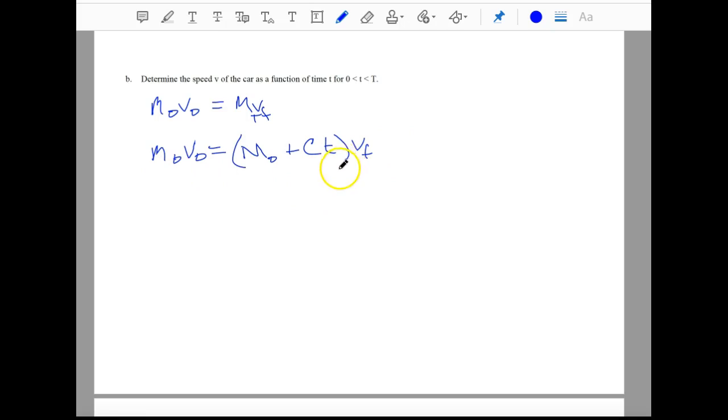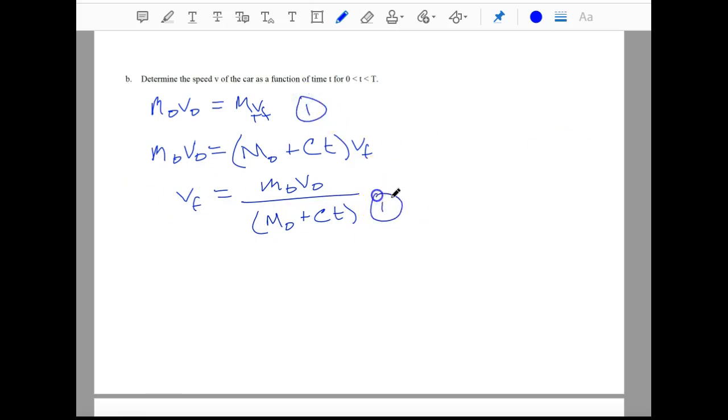Now that we've done that, we can solve for that velocity. So our final velocity is equal to our original mass times original velocity, all divided by the original mass plus c t. Because we already have the Vf there. So once again, we have conservation of momentum, and then you need to do everything to have this come out and go through. So that should be really easy to do.